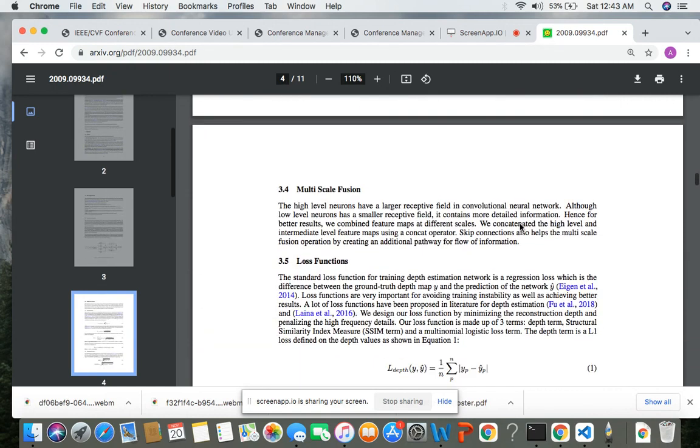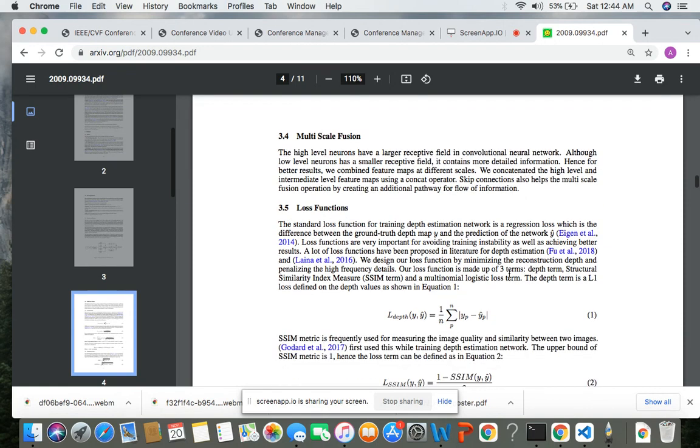So here we use the concept of multi-scale fusion, that is extracting features at various scales using different convolution scales made up of 1 by 1, 3 by 3, 5 by 5, and 7 by 7 convolution, and then merging all the individual features using a fusion operator.